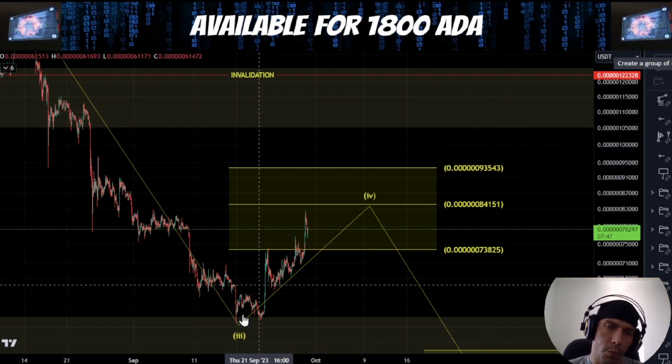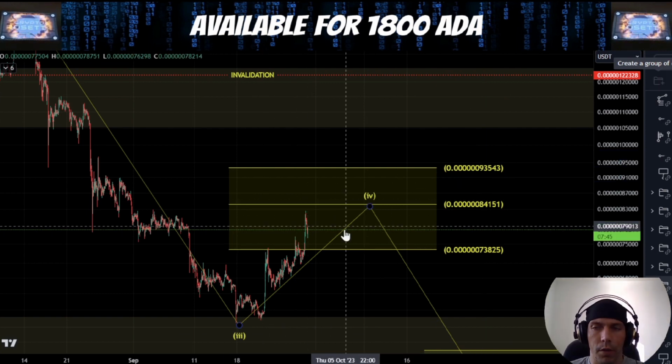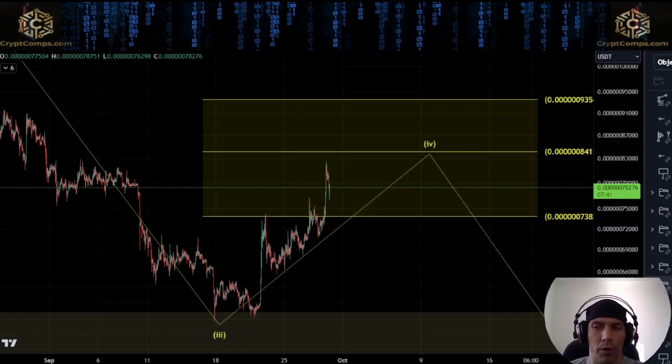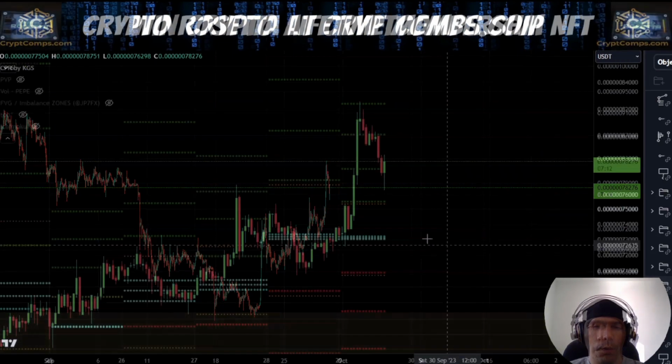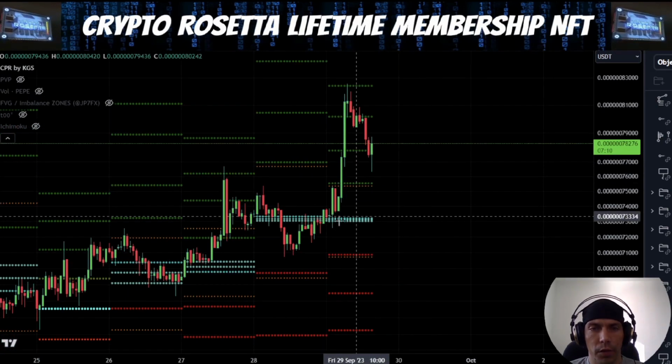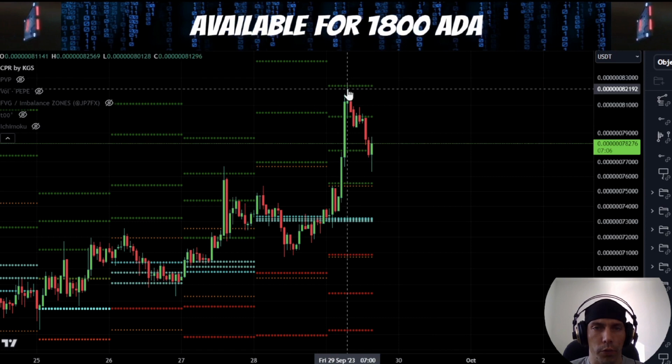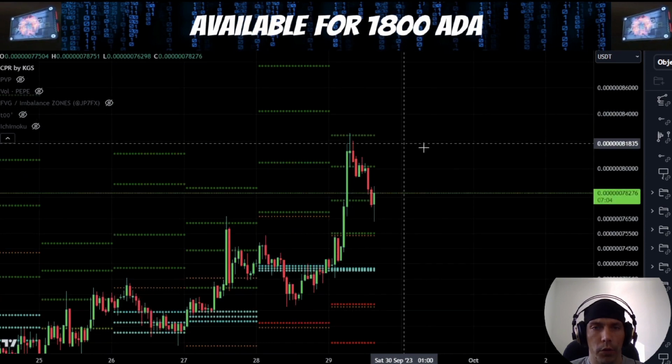But there is the possibility that we could start to see this impulsive structure developing to the upside. Just going to have to be a bit patient and see whether it can confirm. Coming in and having a look at the daily CPR lines here, we can see that these were indicating volatility, and we've seen this strong move to the upside. We've actually hit all of our targets for today.